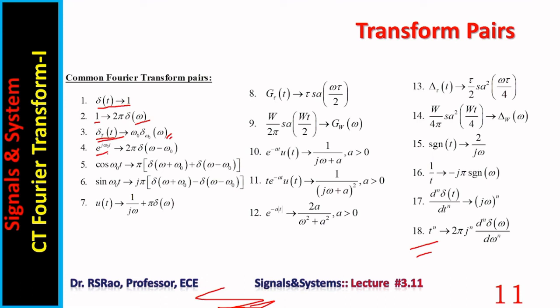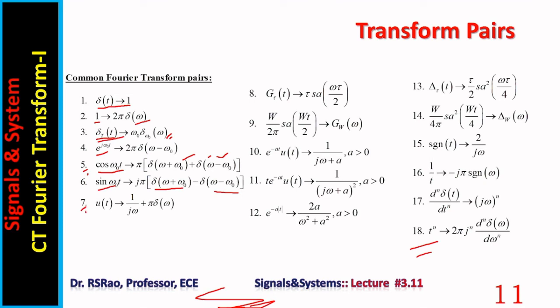4 is about Fourier transform of an exponential function e power j omega naught t. For this, Fourier transform is 2 pi delta omega minus omega naught. 5. Here, Fourier transform of cos omega naught t is given. It is in terms of impulse functions, two impulses, one at minus omega naught, another at plus omega naught. In 6 is sin omega naught t. For this, Fourier transform is j pi delta omega plus omega naught minus delta omega minus omega naught.